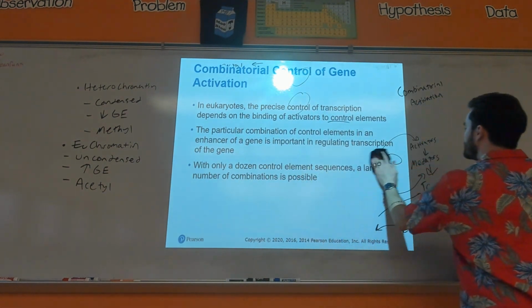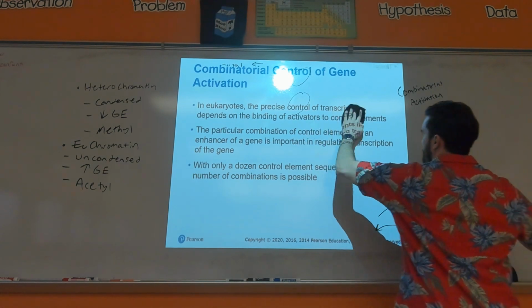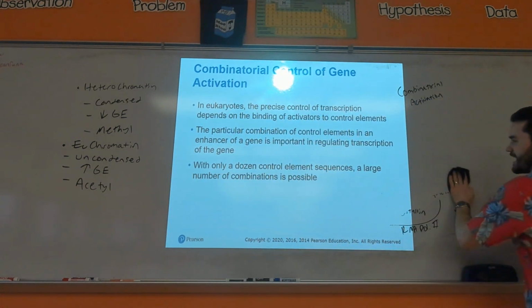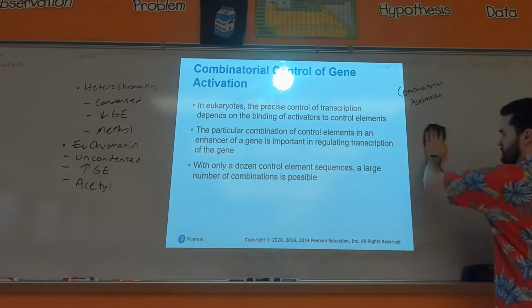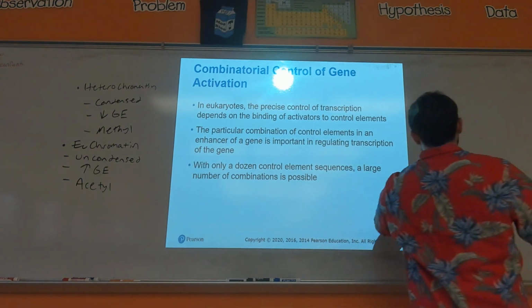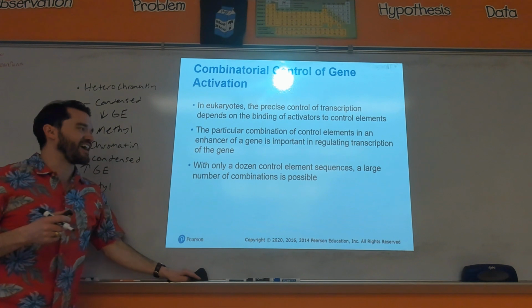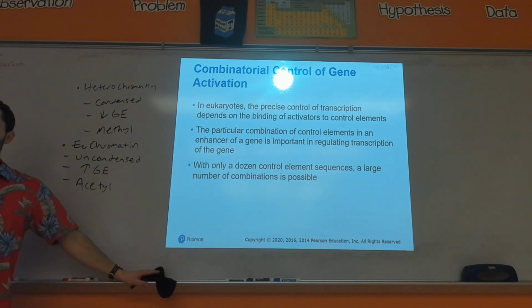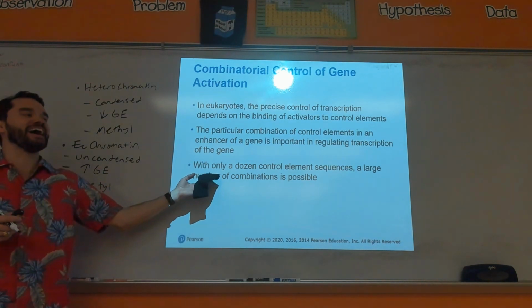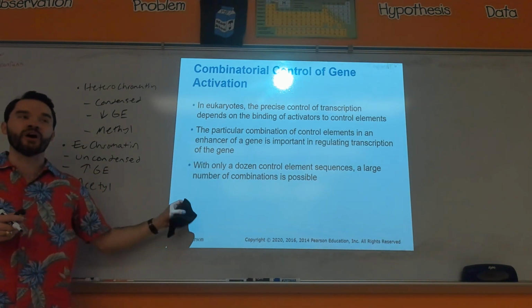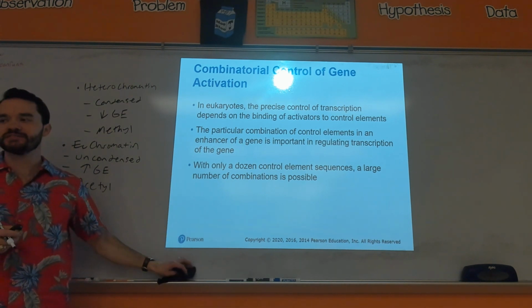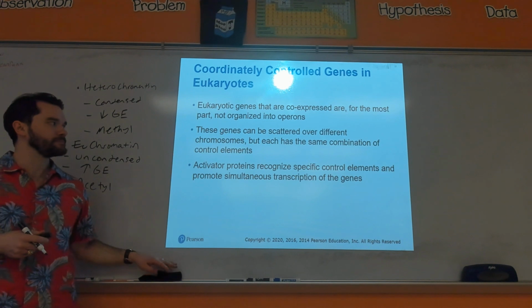Yeah, so again, you can maybe only have a dozen control elements, a dozen different shapes of those activator molecules. Think of like the different combinations of drinks at a smoothie place, maybe. You have just 12 different ingredients that can make a whole bunch of different combinations that we can use to turn on and turn off genes. Is what they're trying to say.